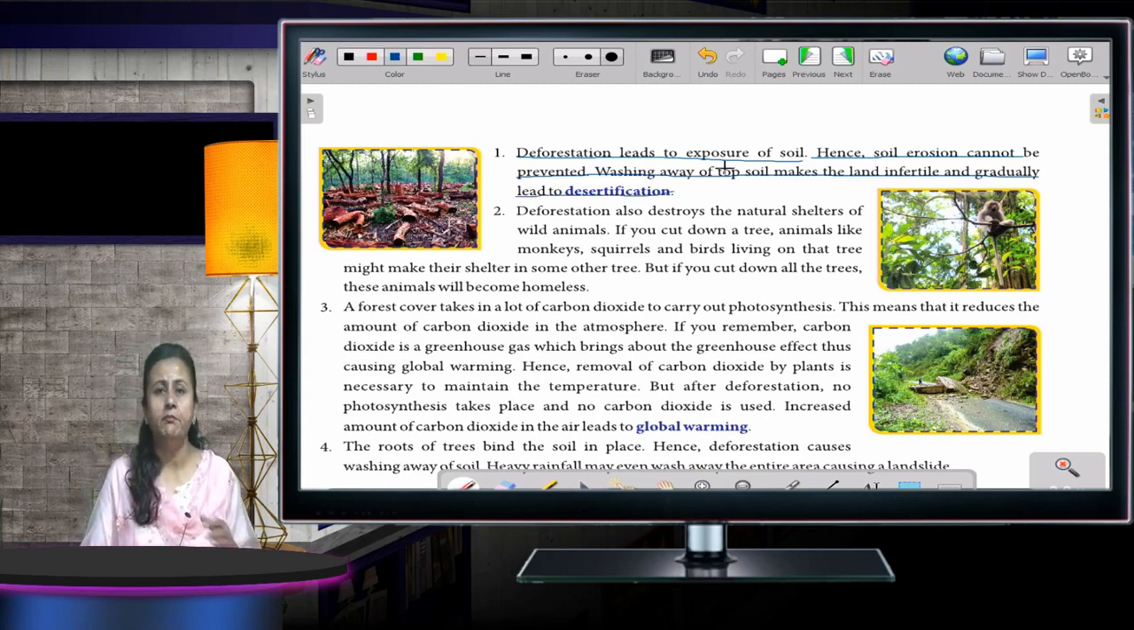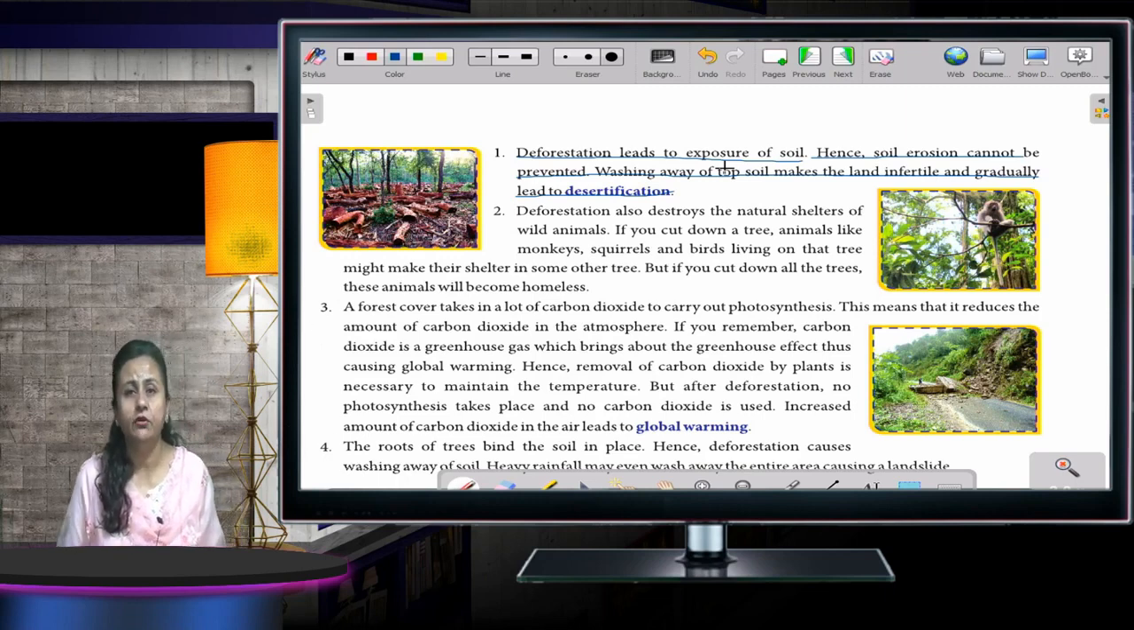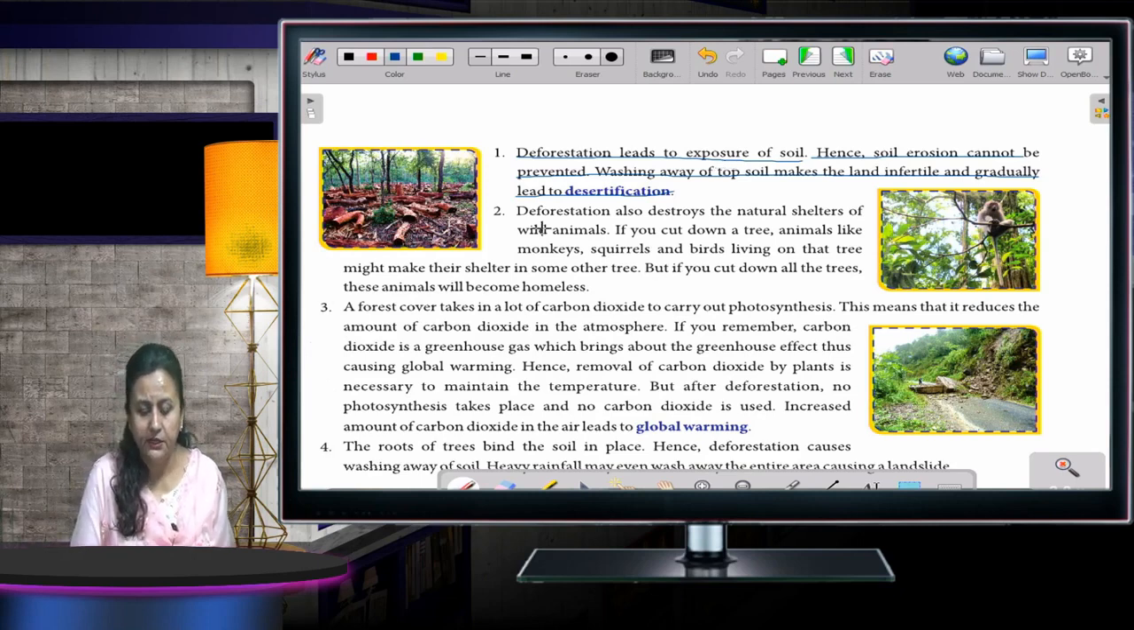What is happening? The plants are being cut, the trees are cut. Now, what is happening? The soil is washed away, because earlier the roots of the plants were holding the soil. Now, as the trees are not there, the plants are not there, the soil would be washed away. And a time would come when the soil would not be fertile and it would turn into a desert.